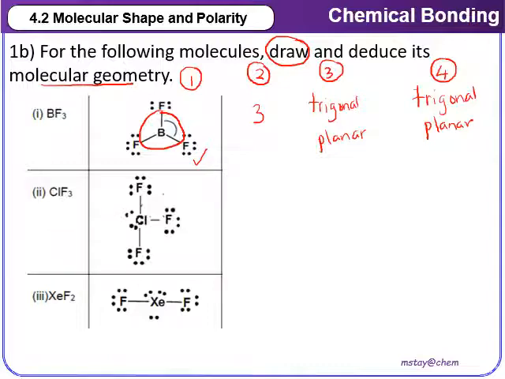So the second question, ClF3. After we draw this Lewis structure, again focus on the central atom. We have 3 bonding pairs plus 2 lone pair electrons. So the total is 5 electron domains. So the basic shape is trigonal bipyramidal.